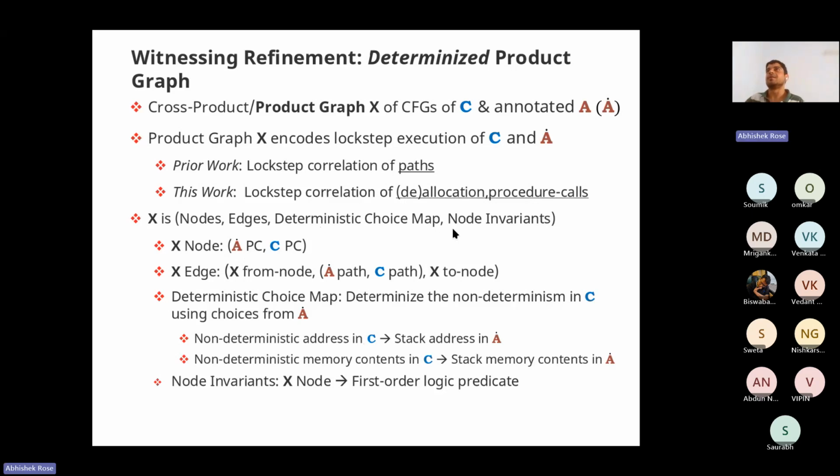The final element of our tuple is a set of node invariants. The product graph has invariants at each node, which help us in proving obligations related to correct translation. Recall that our requirement is that the events must be identical, and the observable parts include the arguments of procedure call instructions and their values. So we need to prove those things, and for that we have node invariants which help us in discharging those obligations.